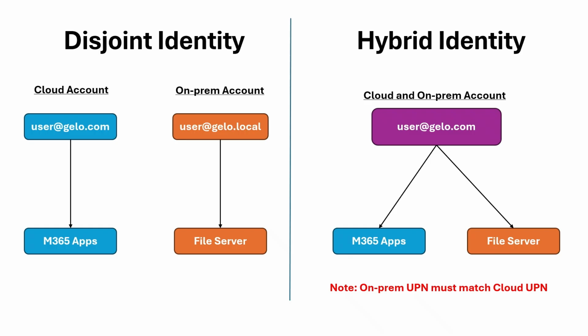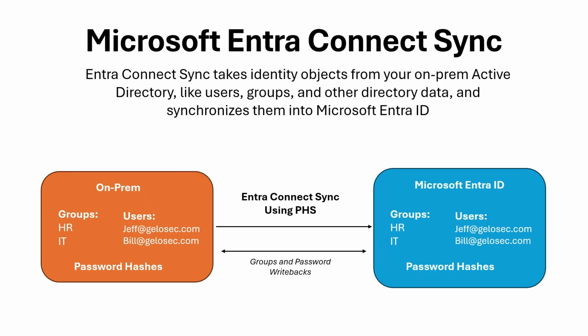Now, how does that identity actually get into the cloud? That's where Microsoft Entra Connect Sync comes in. Entra Connect Sync takes identity objects from your on-prem Active Directory, like users, groups, and other directory data, and synchronizes them into Microsoft Entra ID. But don't oversimplify what it does. It doesn't just copy identities. It creates a relationship between your on-prem directory and cloud directory. It syncs the identity every 30 minutes, a delta sync, which is the default cycle.